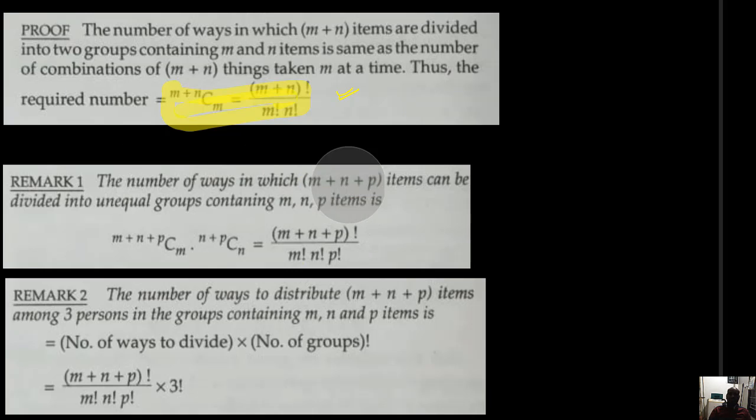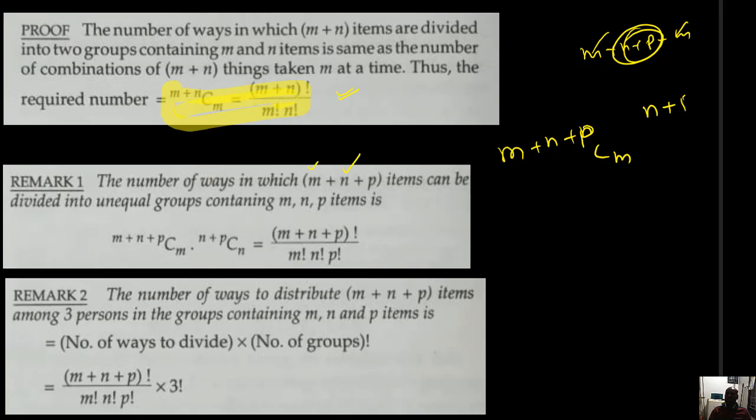But how to prove it? First of all, from m plus n plus p, we want to choose m. So now after that, how many elements are left with us? M plus n plus p minus m. M gets cancelled. N plus p elements are left with us. So from those n plus p elements we want to choose n to make a group. So that happens in (n plus p) C n ways. After that, how many elements will be left? p only. By using those p, you can make a group of p. So no need to write PCP. No need to write there. Okay, so this is the answer.